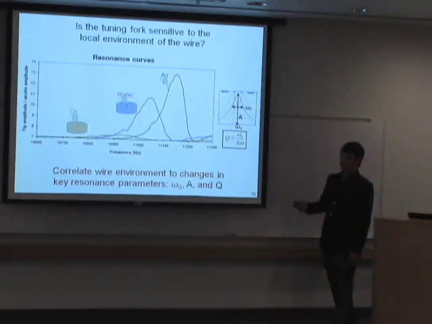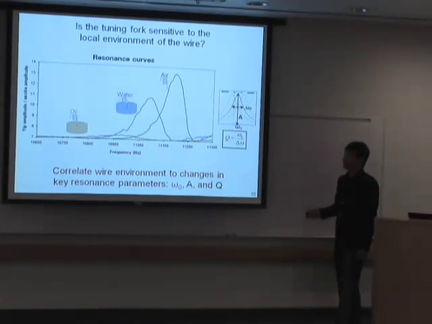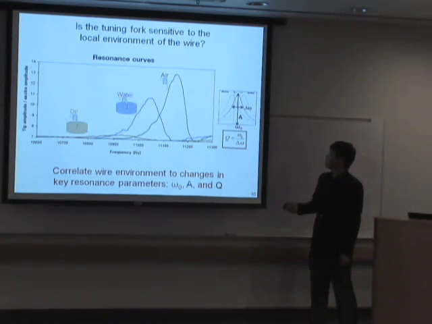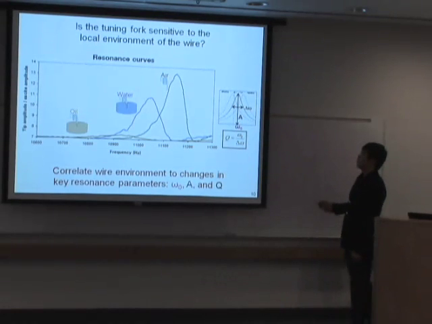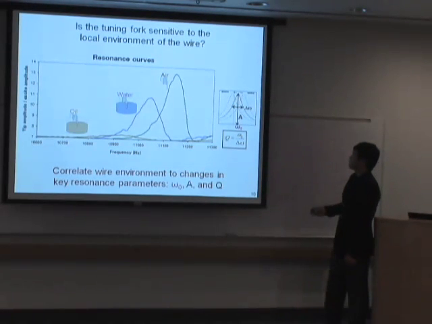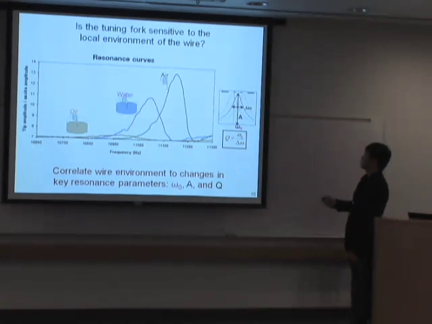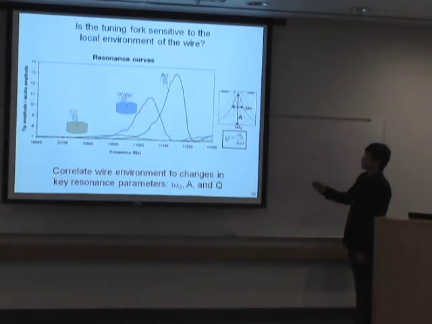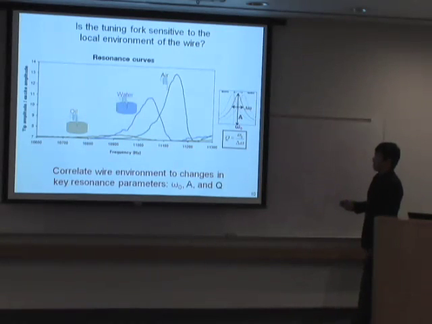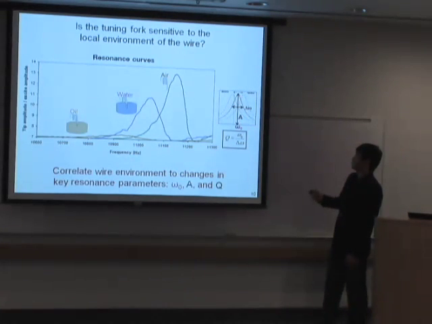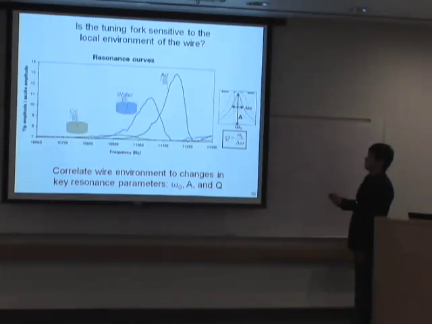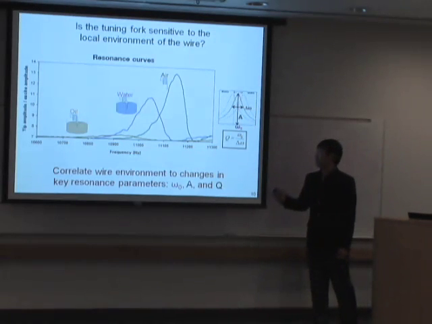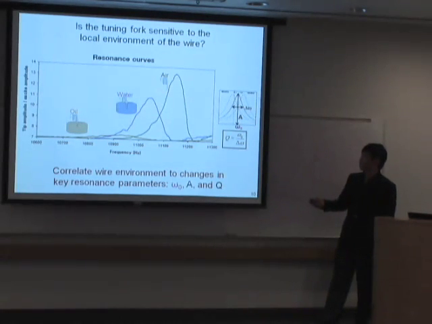So I'm going to tell you about the experiments I did to see if the tuning fork is sensitive to the environment. And again, we're going to be looking at the different variables here. Key resonance parameters being omega naught being the resonance frequency, which is right here, A being the amplitude or the peak of the curve, and Q being the general shape of the curve. And as you see here, it's very different in air, water, and oil.